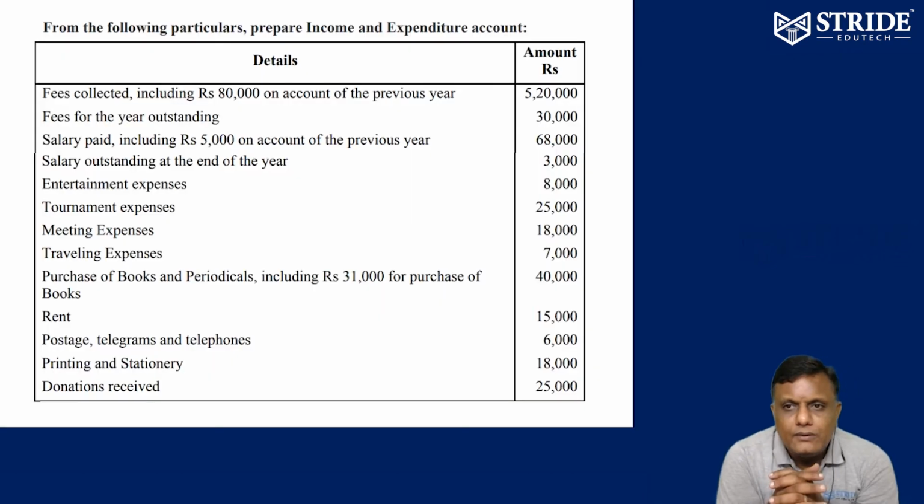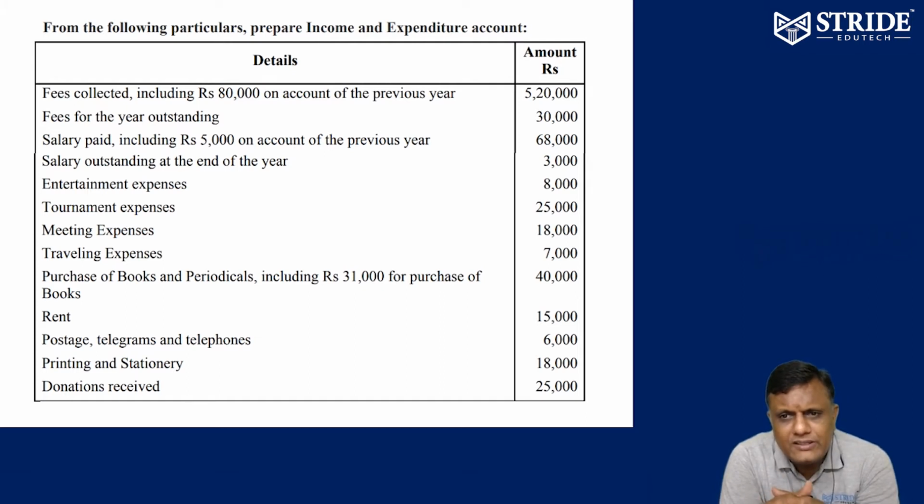That's it. Let's see. From the following particulars, prepare the income and expenditure account. Number 1, fees collected including 80,000 on account of previous year. So totally how much fees collected? 5,20,000. This 80,000 belongs to previous year. Fees for the year outstanding how much? 30,000. That is current year fees still outstanding, yet to be received from the students or members.